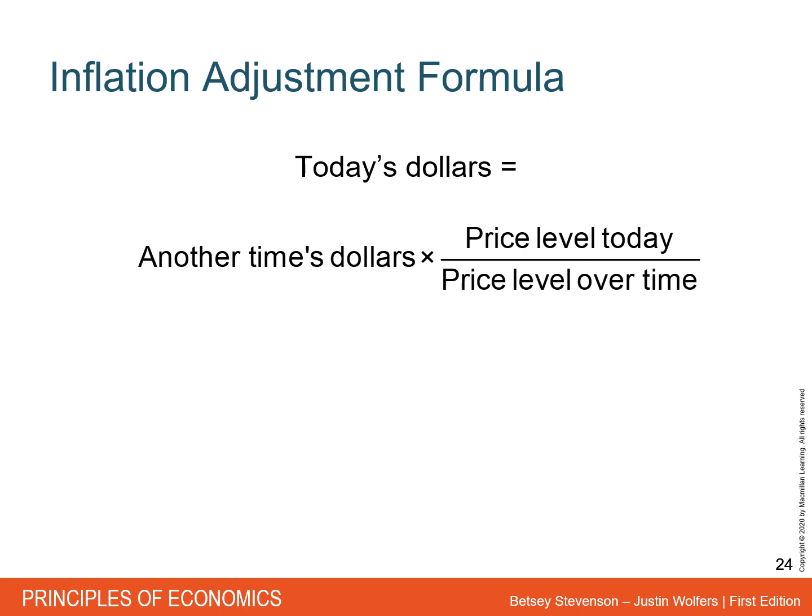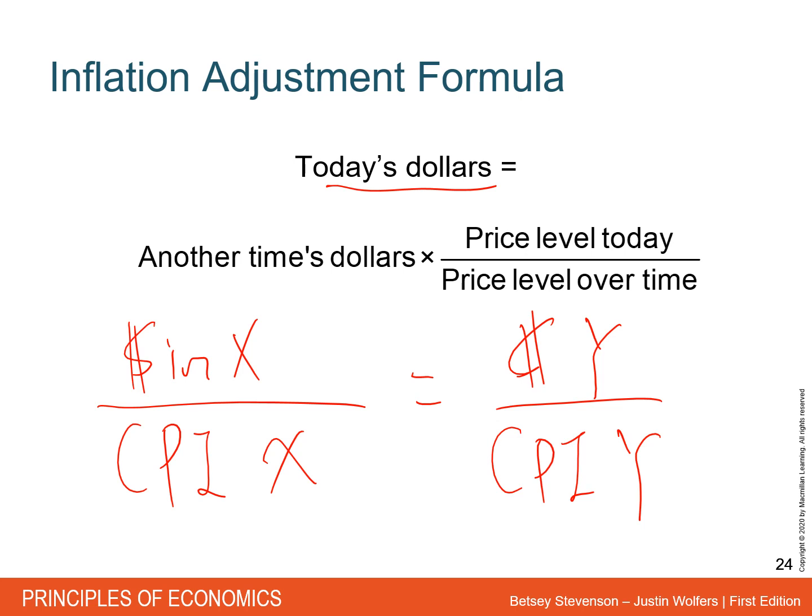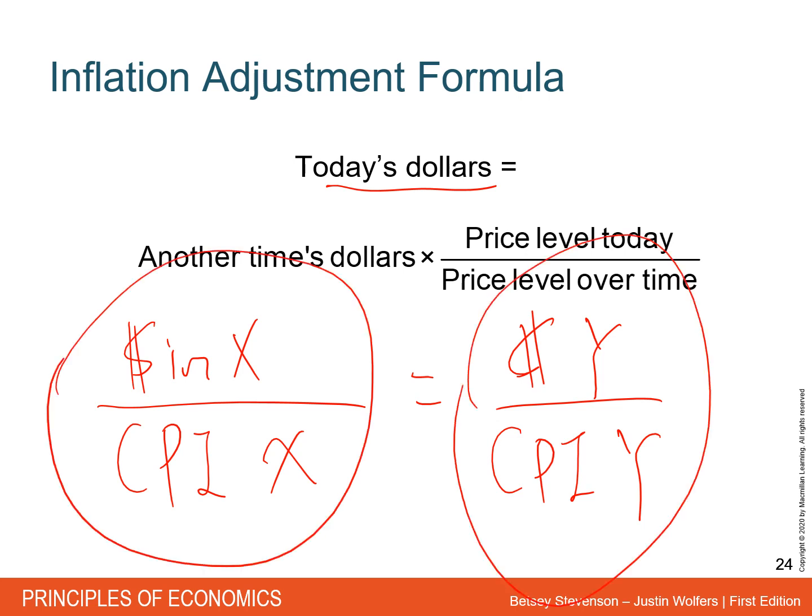How I would write it is a cross multiply formula. Imagine your dollar amount in year X, that's your today's dollar, divided by CPI in year X, equals the dollar amount in year Y divided by CPI in year Y. So it's still the same formula, I just moved something around, and for me, this one is easier to remember, right? So put all the same time on each side of the equation: dollar amount divided by CPI for each year, and then all you're going to do is just solve for the missing variable.